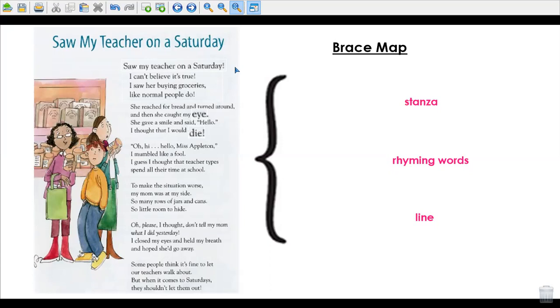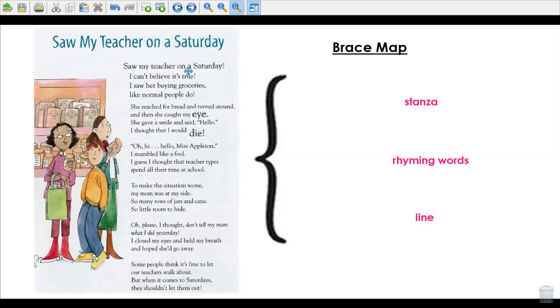If you're thinking that a stanza is when you have a group of lines put together with a space, you are absolutely right. Give yourself a little pat on the back. So I'm going to just take the first stanza from this poem and I'm going to start breaking apart my poem. Are you ready? So here's my first stanza right here.